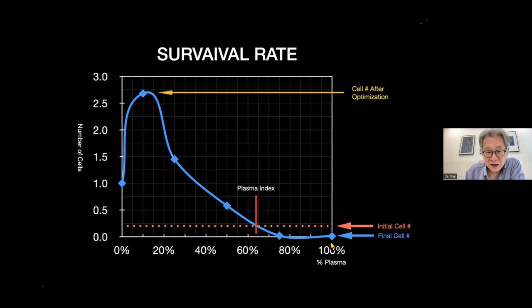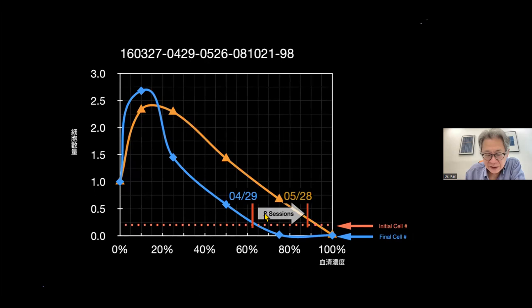And with this observation, we quickly repeated the test for each individual session. For this individual, these are the tests from April 29th and 1 month later. In between, this patient had two sessions of plasma conditioning. And you can see the viability of the stem cells begins to increase very significantly.